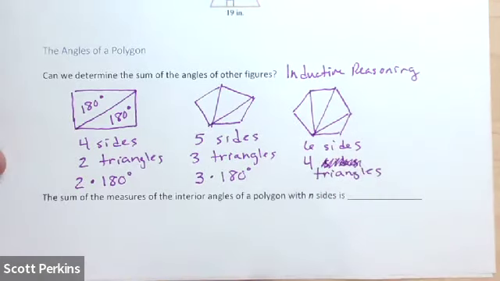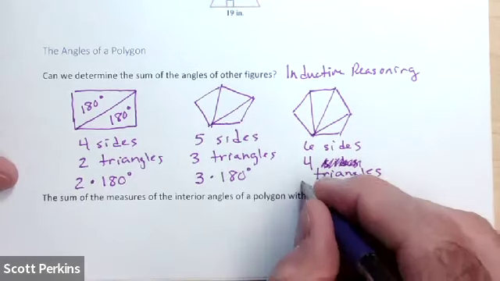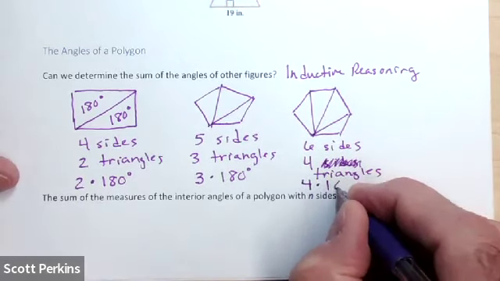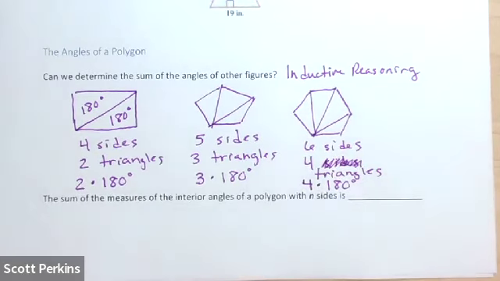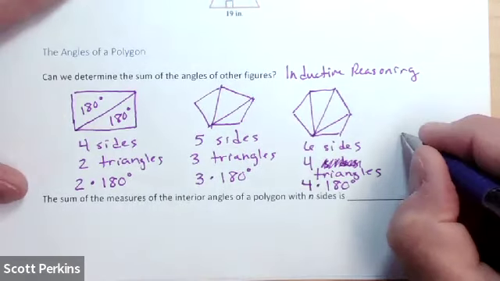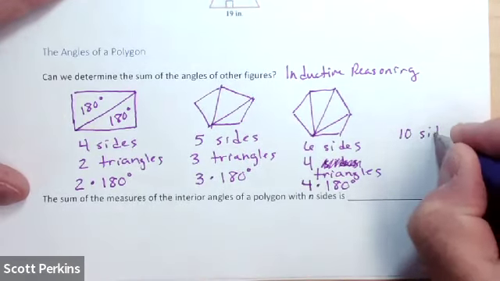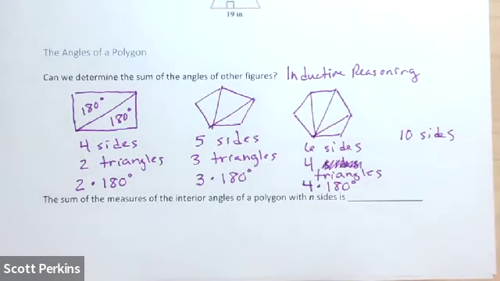So since I have 4 triangles, the number of degrees is going to be 4 times 180 degrees. So here's what I want to do. I'm not going to do the drawing because I don't even think I'm capable of it, but let's say I was able to draw something with 10 sides. Let's follow the pattern now.